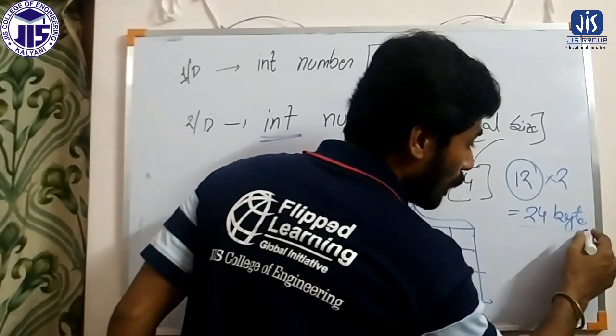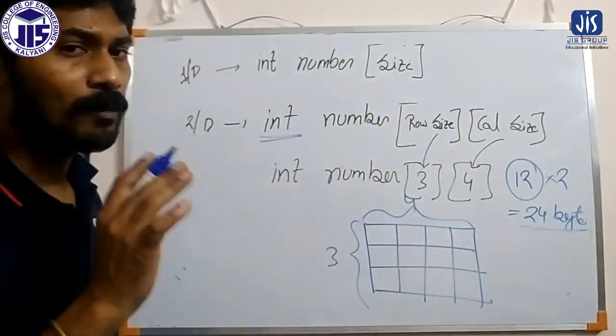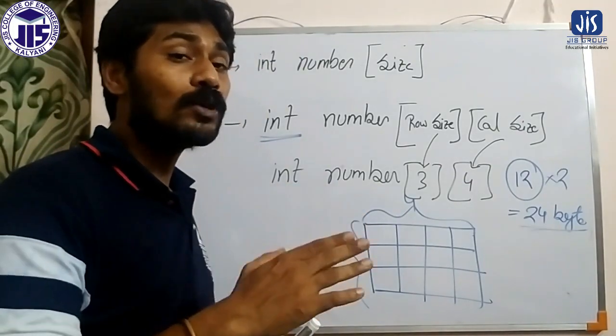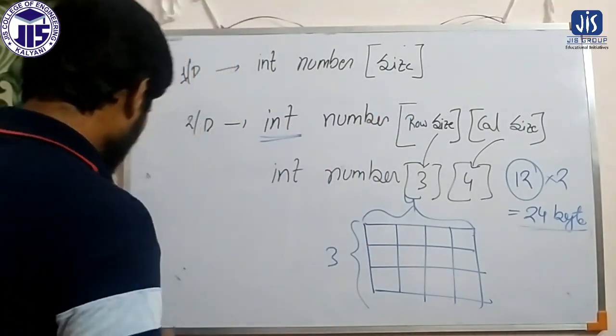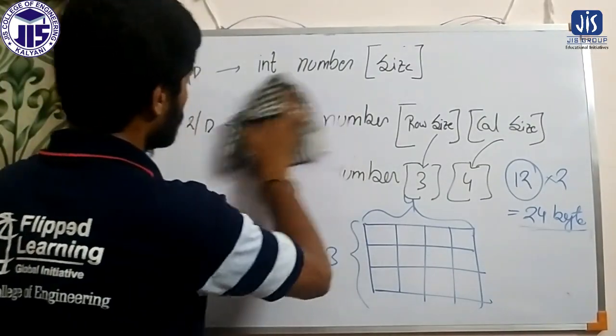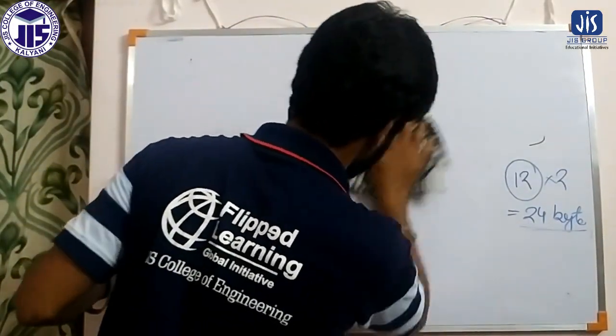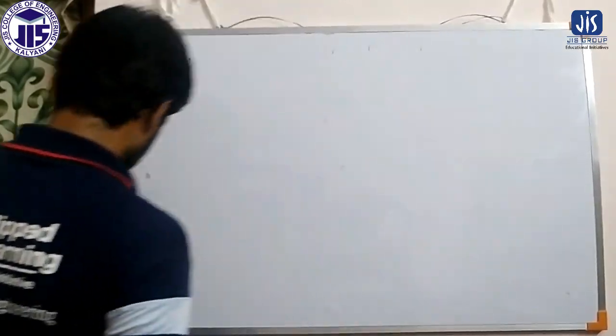Now these 24 bytes of memory will be continuous. But which element will get stored after which element? That is the question, that is about the memory allocation. So let us consider this similar array where 3 rows and 4 columns are there.